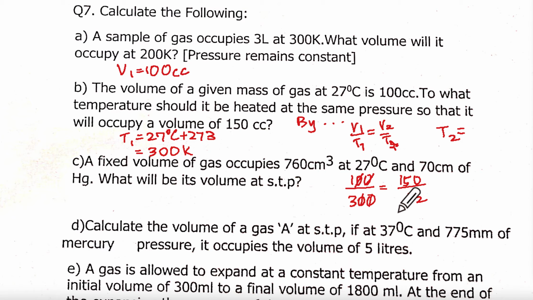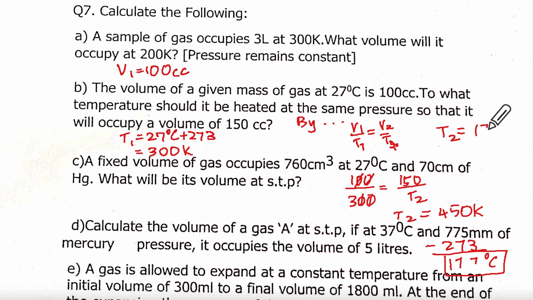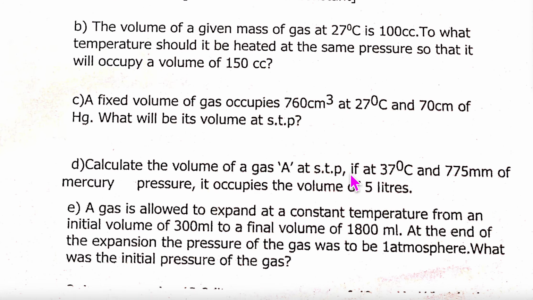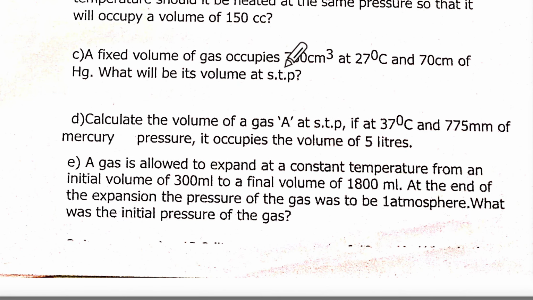So T2 came out to be how much? 450 Kelvin. But you have to subtract 273. And then what you will get? 177 degrees Celsius. Correct. So this is your T2. Remember, you'll get your answer in Kelvin, but you should subtract 273. Now what about this?